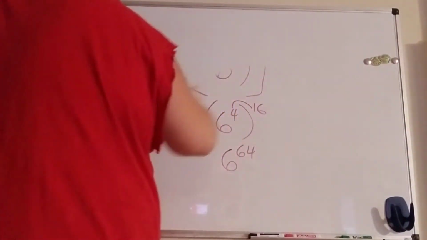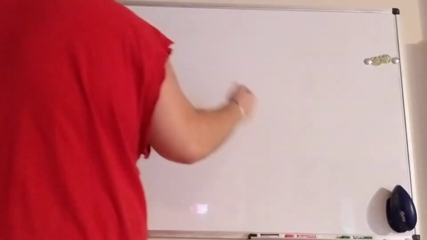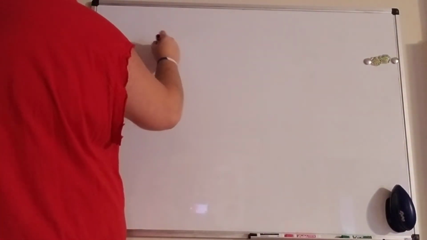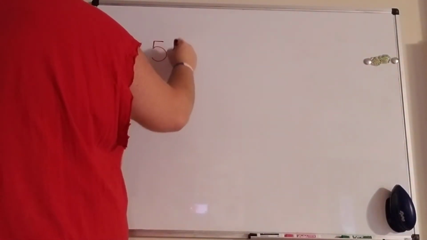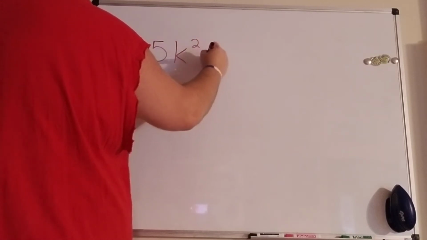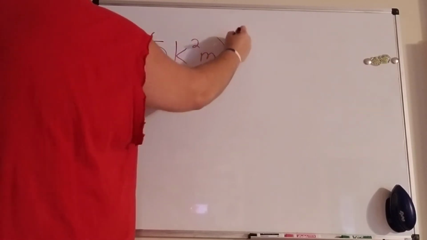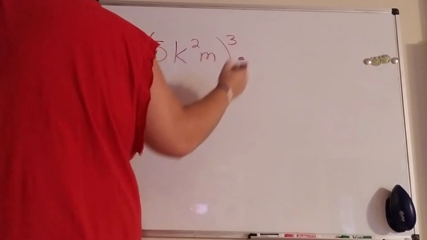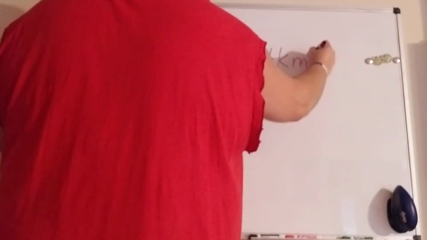Number 8 will probably be like the hardest one on your quiz, because we've got some multiple rules and one of those things we have to simplify that a lot of people struggle with. So let me write this one down. All that to the 3rd times 4 k m to the 4th, all squared.